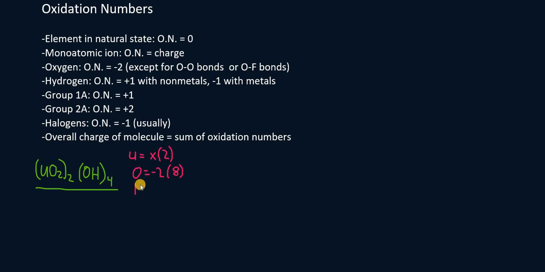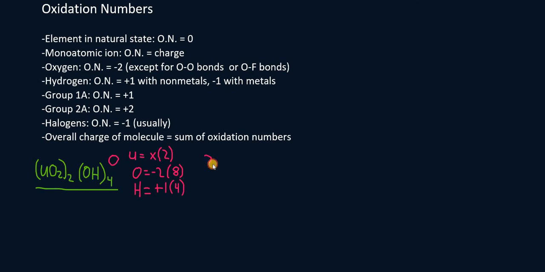And then hydrogen. Hydrogen we know is going to be +1. But how many of them do I have? So hydrogen is here in this hydroxide, and times 4, so there's 4 hydrogens. So now we can set up our algebraic equation. The overall charge is 0, so that's what we're going to set our equation equal to.